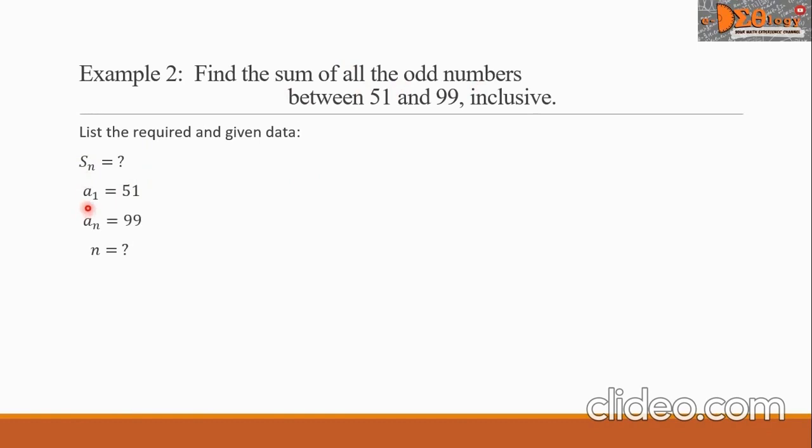The first term is 51. The a sub n, this is the last term, equals 99. The n, the number of terms, is not specified in the problem. So still this is a question mark. We can use the second formula because in here the given is the first term and the last term. However, we don't have the n. First, let us solve for this n.